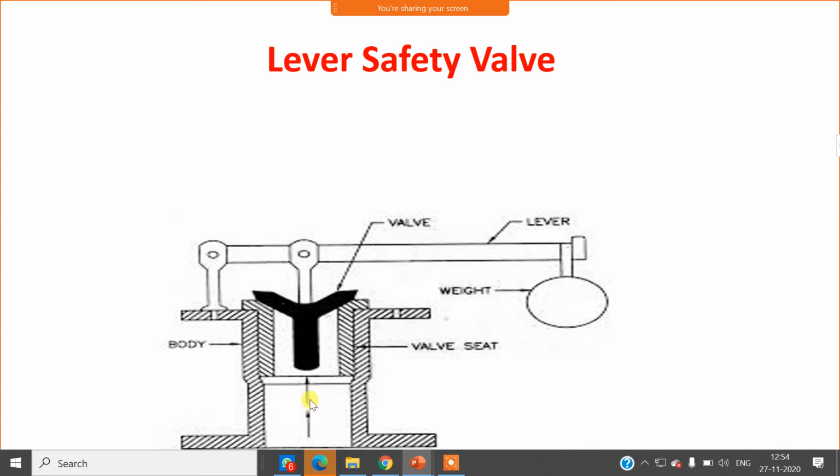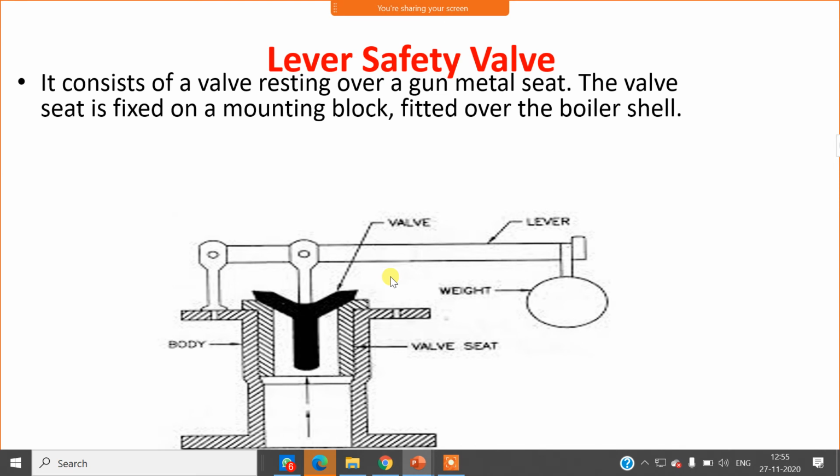When steam enters the safety valve and overcomes the weight connected on the lever safety valve, the valve lifts up and creates an opening for steam to escape. It consists of a valve resting over a gunmetal seat. This is a gunmetal seat, and it is screwed on the body. The valve seat is fixed on the mounting block fitted over the boiler shell.